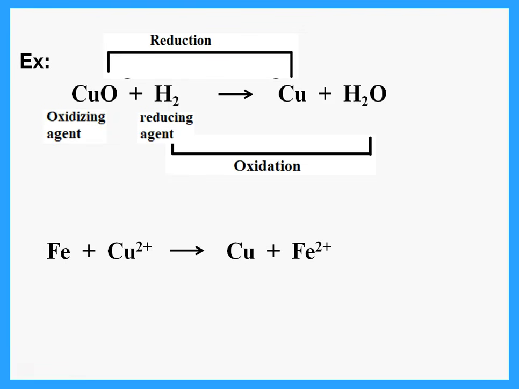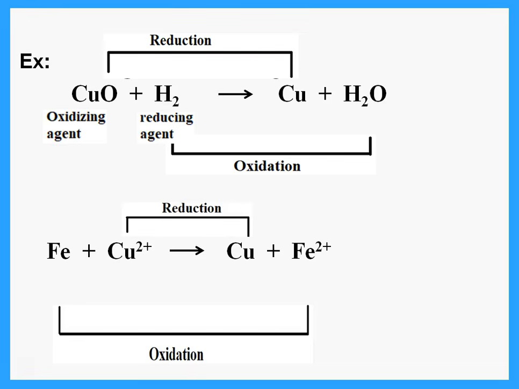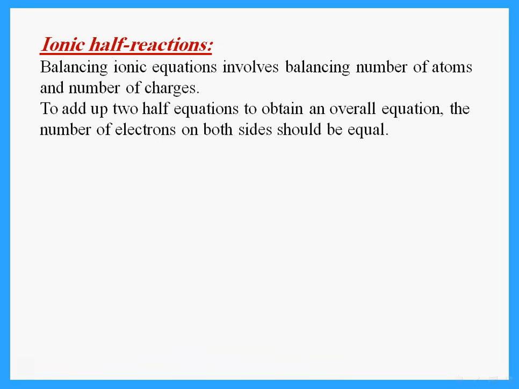Now, when we talk about transfer of electrons, what happened to the iron? It lost electrons, so that is oxidation. Copper 2+ gained electrons, so that is reduction. The one that was oxidized is my reducing agent, and the one that was reduced is my oxidizing agent. Okay, so far? Then we go into balancing of ionic half reactions.